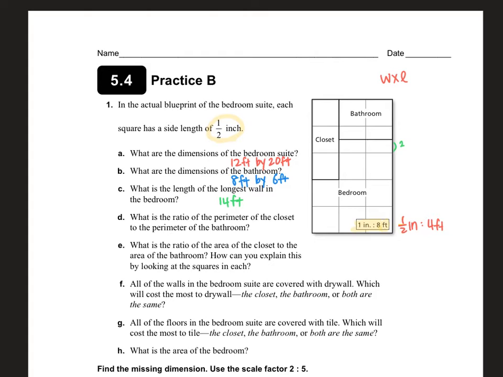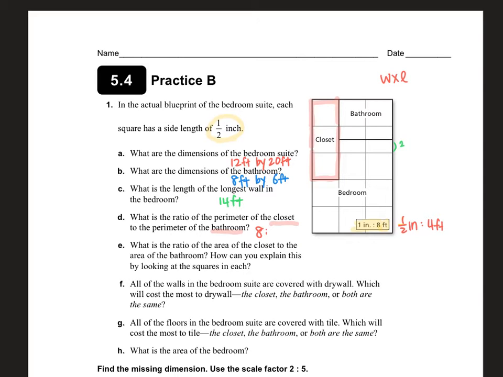Now the next part is asking the ratio of the perimeter of the closet to the perimeter of the bathroom. So we're going to go ahead and see what we can do with these two dimensions. Because every side is indicated by 1/2 inch and we're going to use the same unit, I'm just going to count how many sides there are for each of these places. So I'm going to count 1, 2, 3, 4, 5, 6, 7, 8. So the perimeter of the closet is first going to be 8.